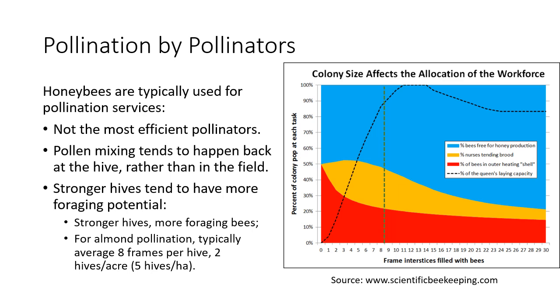Typically with almonds, we recommend an average of 2 8-filled frames per hive per acre, which is 5 per hectare, for California almonds. This recommendation is based on the trade-off associated with the expense of higher population hives and the number of foragers present.